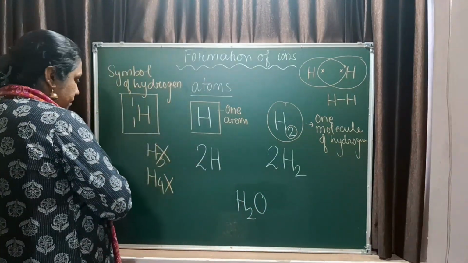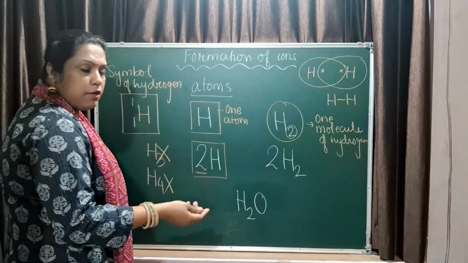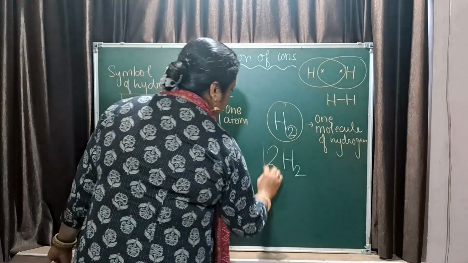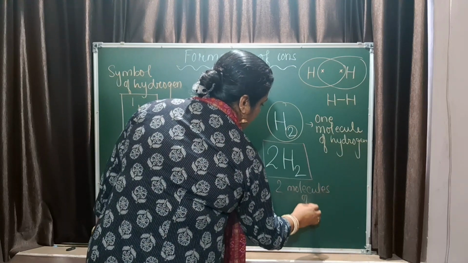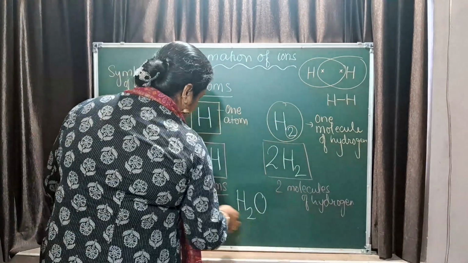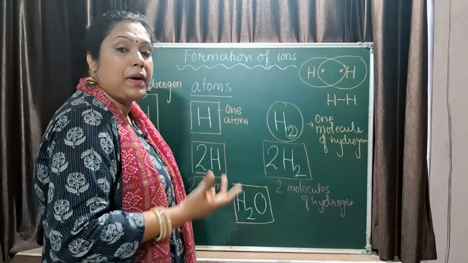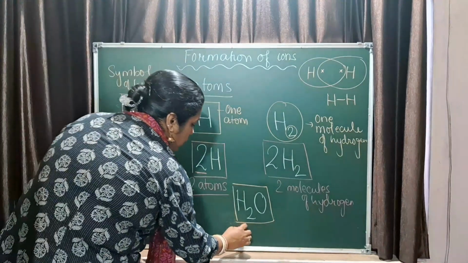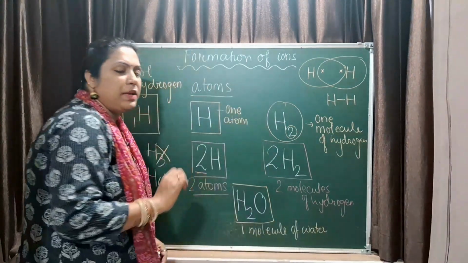So now what is 2H? This number is the number of atoms or number of molecules. This is 2 atoms of hydrogen. And what is 2H2? This is 2 molecules of hydrogen. Understood? So if I say molecules, H2 should come to your mind. Similarly, if I talk about H2O, hydrogen has formed a molecule, a compound, with oxygen. Hydrogen reacts with oxygen to form water. So here H2O is one molecule of water. Is the basic concept clear?